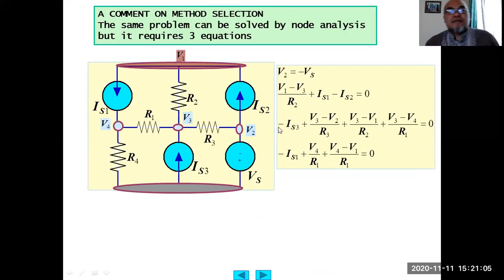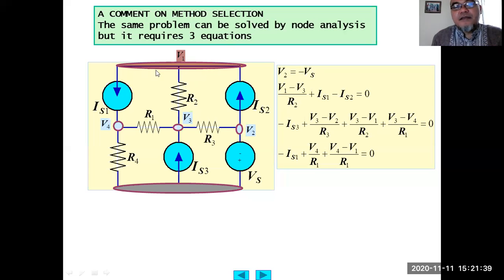But the same problem can be solved by using node analysis. Instead of using loop analysis, we can also use node analysis for that problem. But then it will require three equations, because V2 is defined already as equal to Vs. So we need three equations coming from V1, V3, and V4. V2 will be equal to negative Vs.